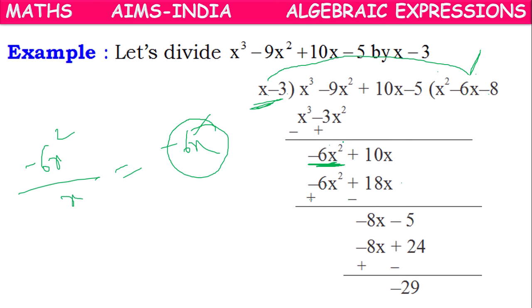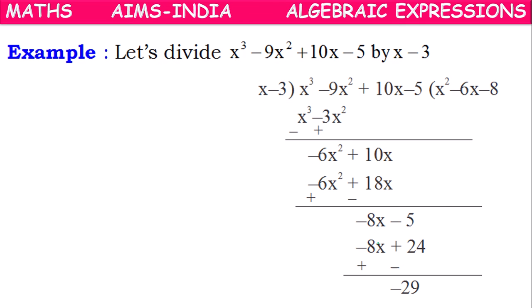Minus 6x square plus 6x square cancel. 10x minus 18x equals minus 8x. So up to this part completed. Next we can carry down the next term minus 5. Now this is the remainder. In this, the first term minus 8x is to be divided by the first term of the divisor, x. Because every time whatever remainder we are getting, it will become the dividend. Now this is the remainder, but this will become the dividend.